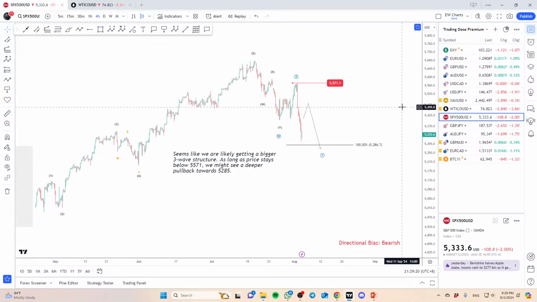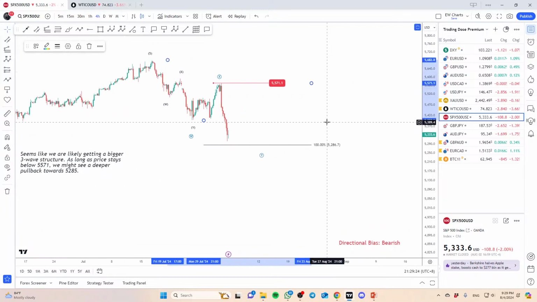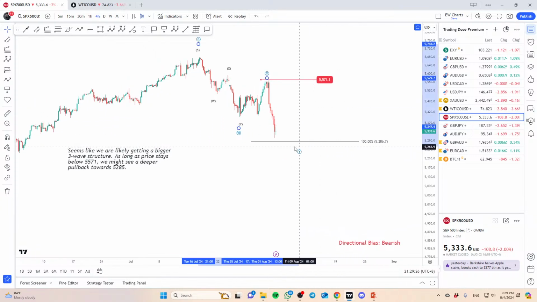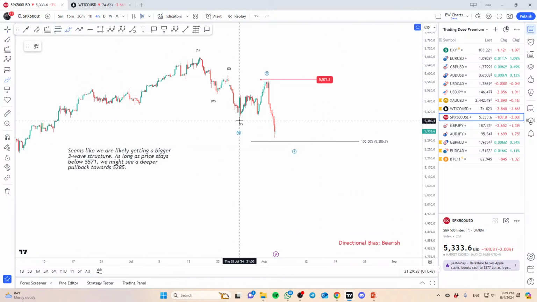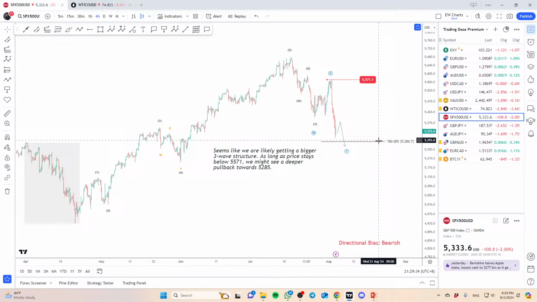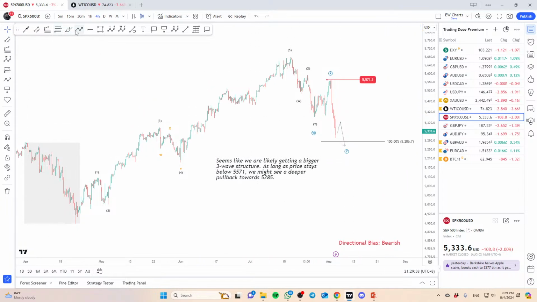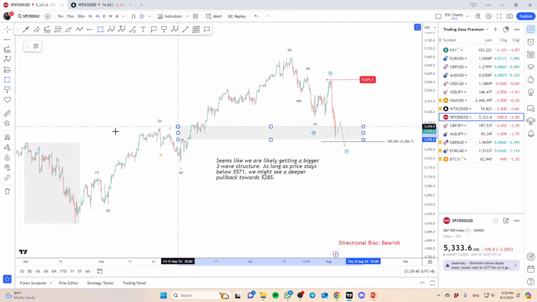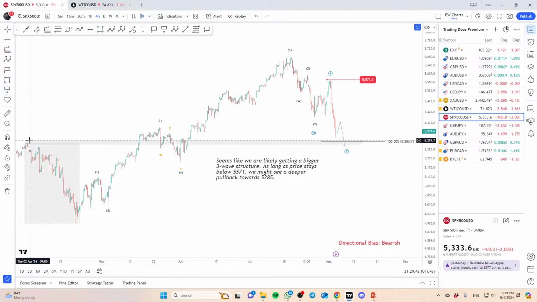S&P has been more or less in line with what we have been expecting. We were expecting the pullback here, and last week we did manage to get it. Price is getting very, very close to our target area, around 5285.